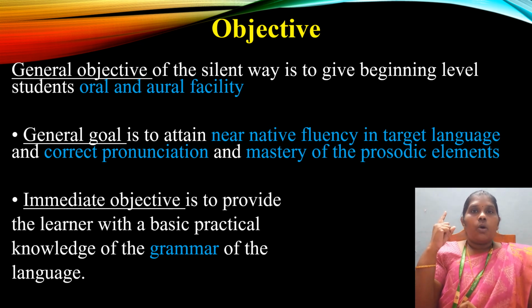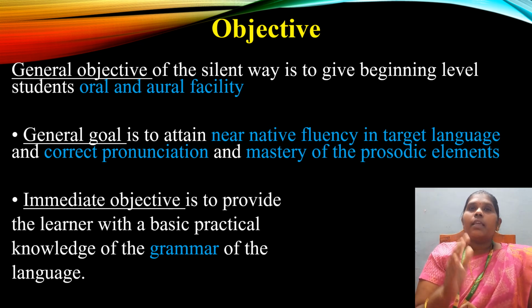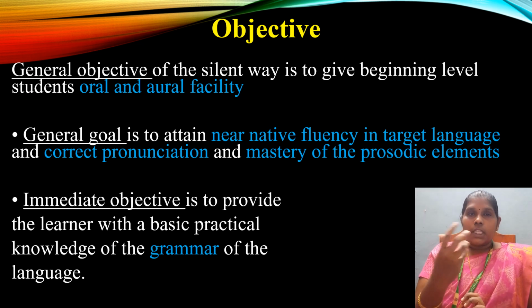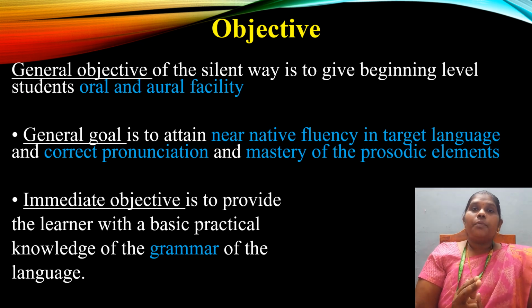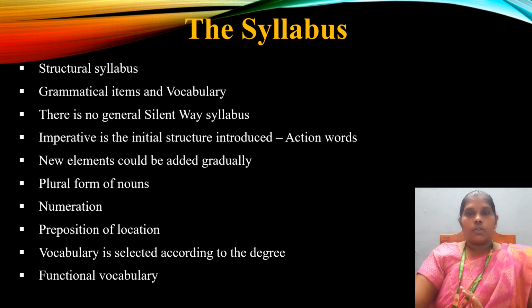First one is oral and aural facility. Second one is to speak like a native speaker, and for that you should have pronunciation as well as the mastery of prosodic elements. Third one is that you should be acquiring the grammar of the language.